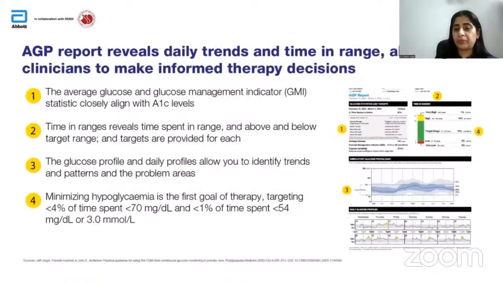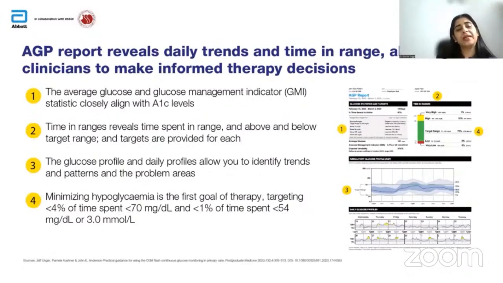Now, this is a sample AGP report which clearly reveals daily trends and time in range and allows clinicians to make informed therapy decisions. So you can see here in this corner, the average glucose and the glucose management indicator statistic closely aligning with the A1C levels. Then, of course, it shows you the time in range. You see this bar, which clearly shows a target range that is set for the patient. Usually we set 70 to 180. And then the yellow and the orange showing the time above range, so glucose levels going up, or the time below range shown in red, which is the hypoglycemia.